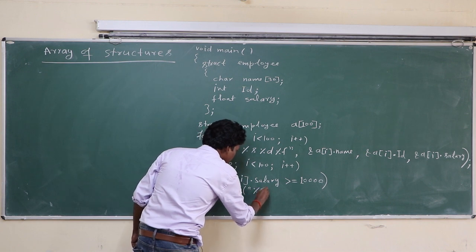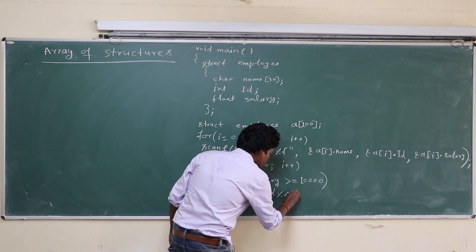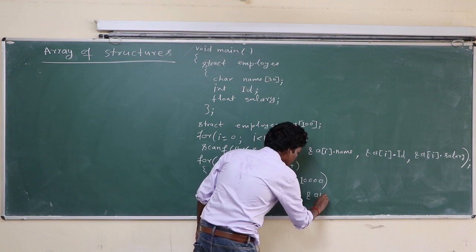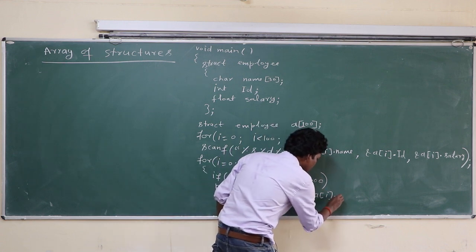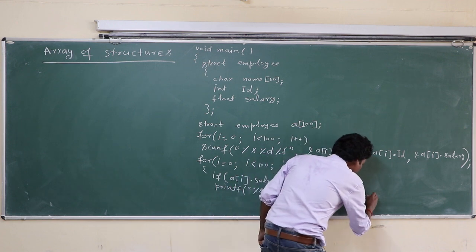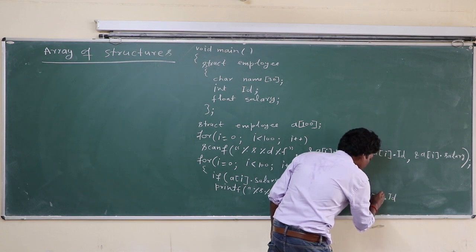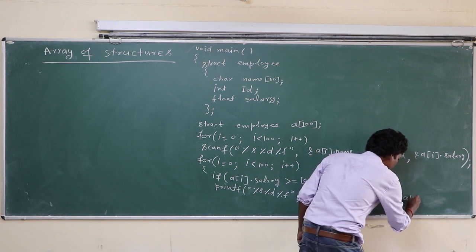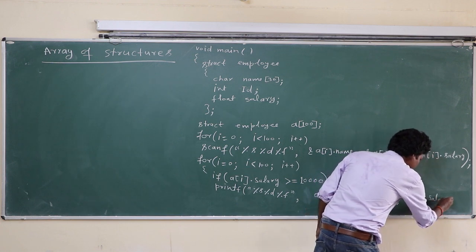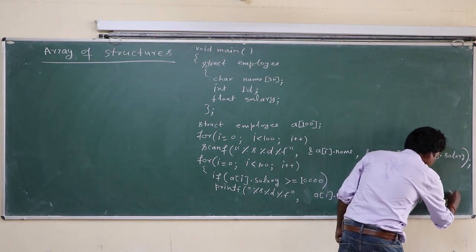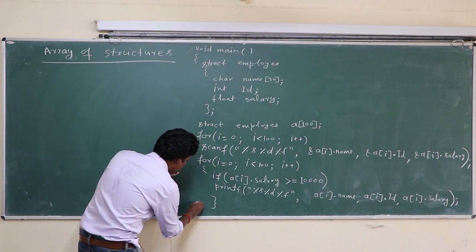printf %s for name, %d for employee ID, %f for salary, A of I dot name, comma, A of I dot ID, comma, A of I dot salary. This for loop is closed here and main is closed here.